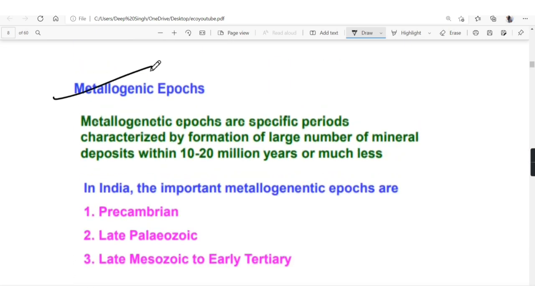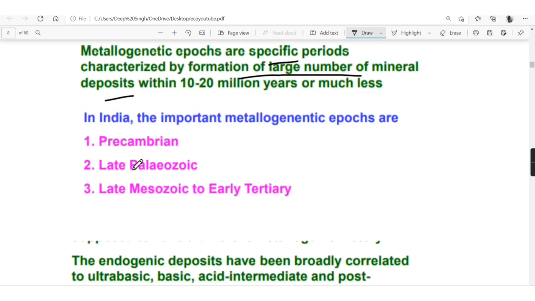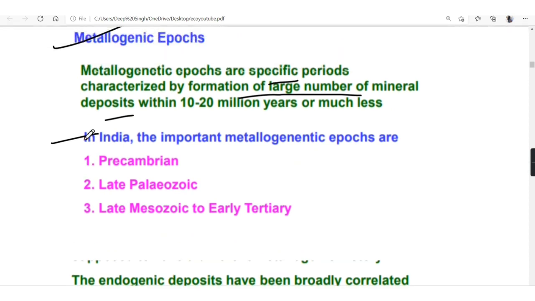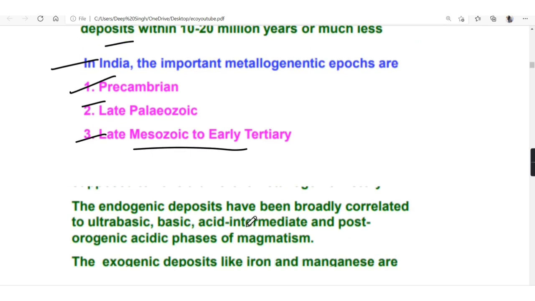What are metallogenic epochs? These are the specific periods in the formation of a large number of mineral deposits. Okay, so in India there are three types of these epochs, or the time periods when some important types of minerals have been deposited. Okay, so these are Precambrian, late Paleozoic, late Mesozoic to early Tertiary.